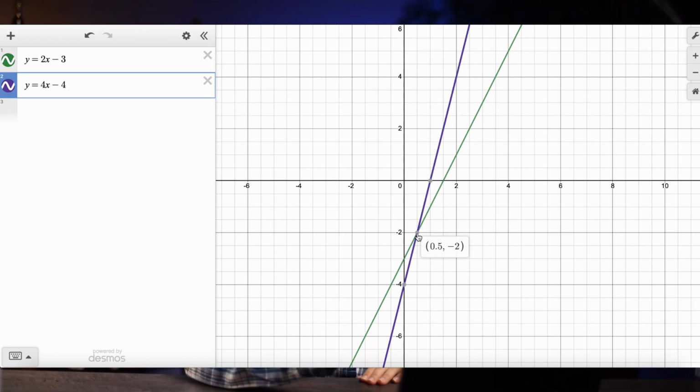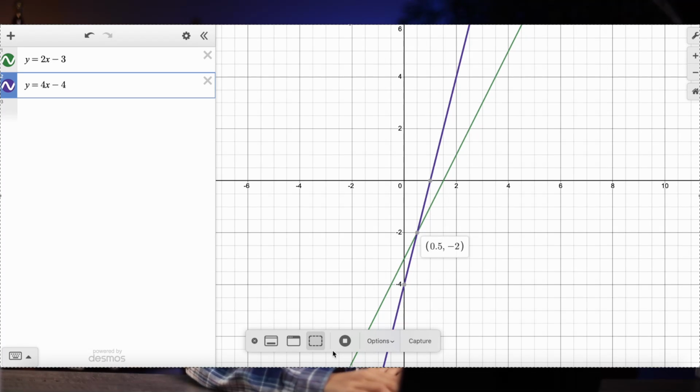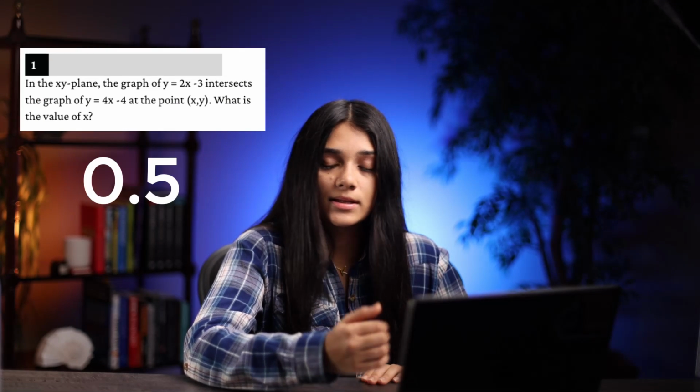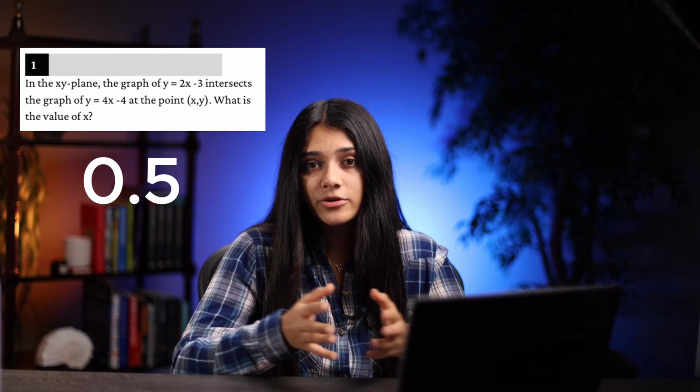Now the question is asking us for just the x value of that coordinate, so our final answer here is 0.5. This is much faster than solving system of equation problems by hand using something like substitution or elimination.